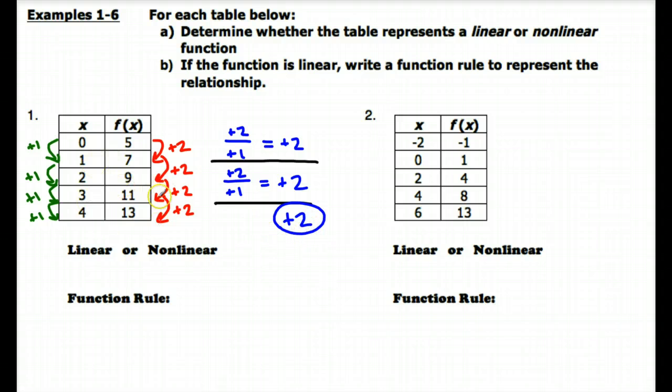and what that means is that my rate of change for this entire table here is constant. Every time you take this change divided by this change, you get the same number, 2, and so that means we have a linear function here.